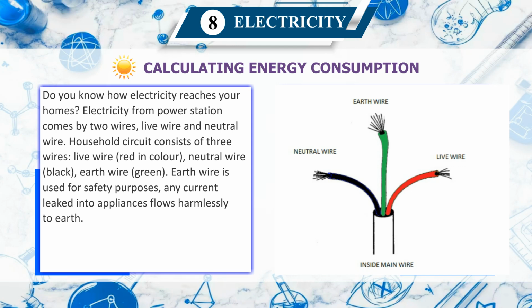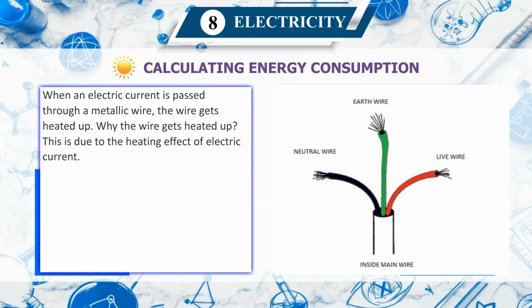Any current leak to appliances flows harmlessly to earth. When an electric current is passed through a metallic wire, the wire gets heated up. Why does the wire get heated up? This is due to the heating effect of electric current.